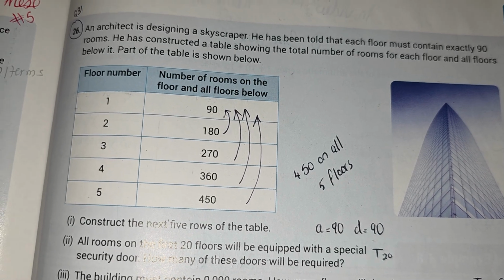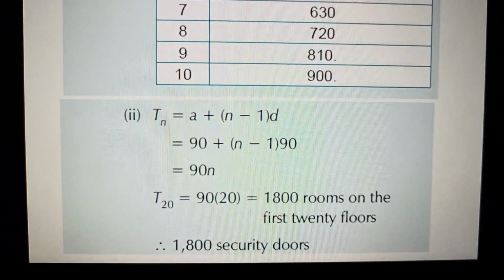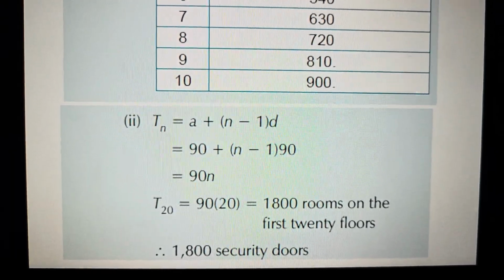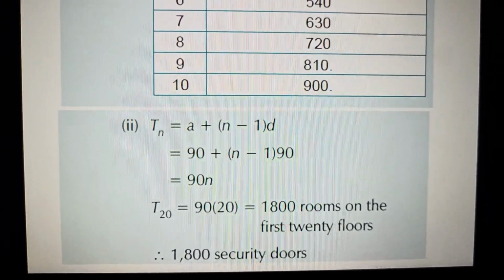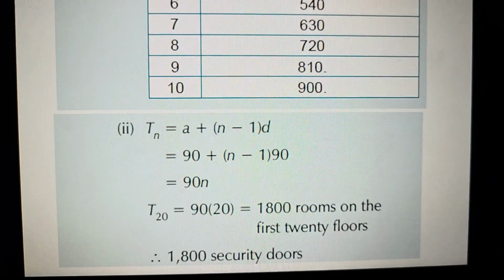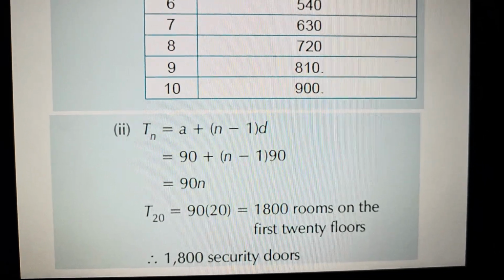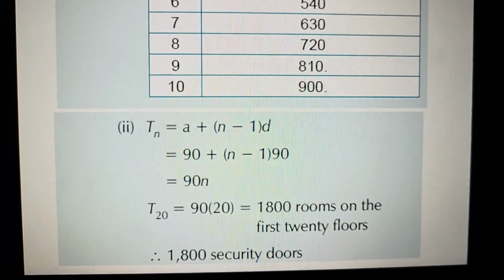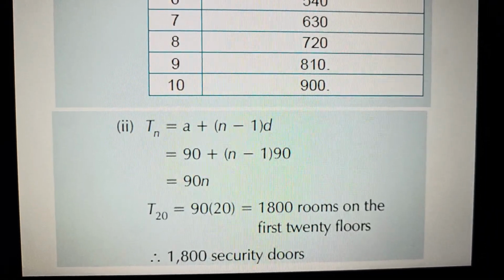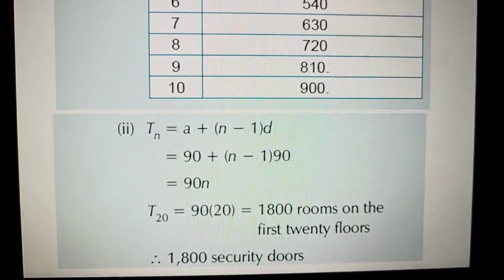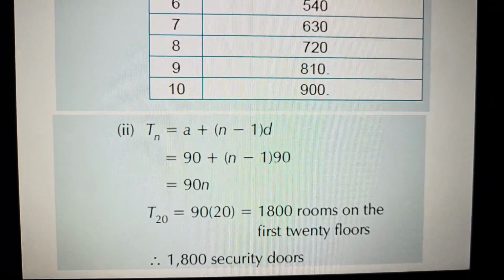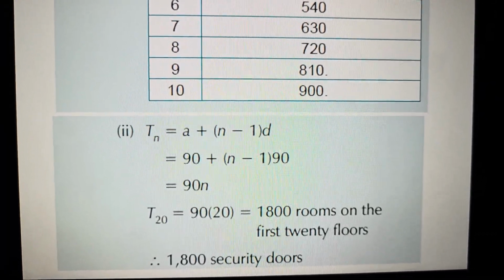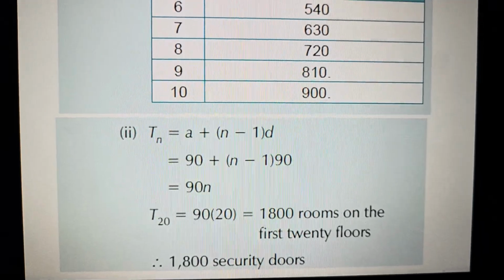So get your T of n formula. When you sub in A is 90 and D is 90, that works out to be 90n. So T of n equals 90n. I now want to get T20. How many rooms are there in the first 20 floors? Sub in 20 for n, and you get 1800 rooms. If there's 1800 rooms in the first 20 floors and every single room has a security door, then there must be 1800 security doors.